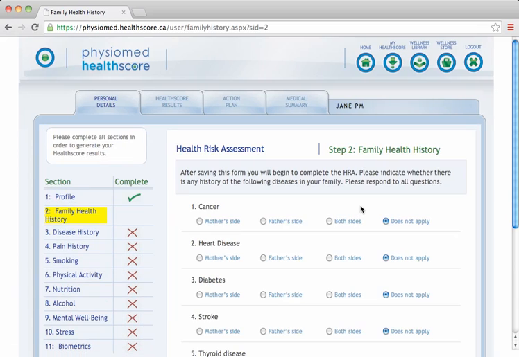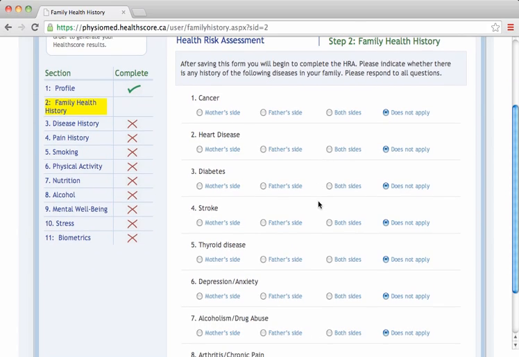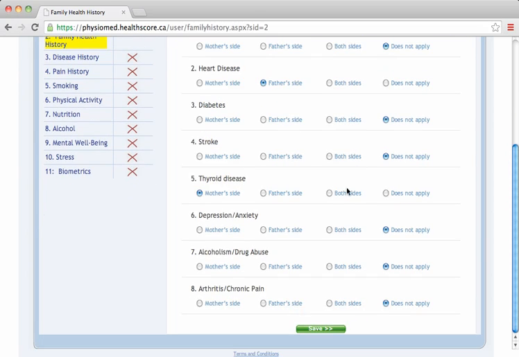Great. So Jane, I'm going to ask you now some questions about your family's health history. What sort of diseases run in the family? I want you to think about your mom's side, your dad's side, including aunts and uncles, etc. And she's going to say that thyroid is on her mom's side, that there was some heart disease on her dad's side of the family, and there is some arthritis or chronic pain on both sides of the family.